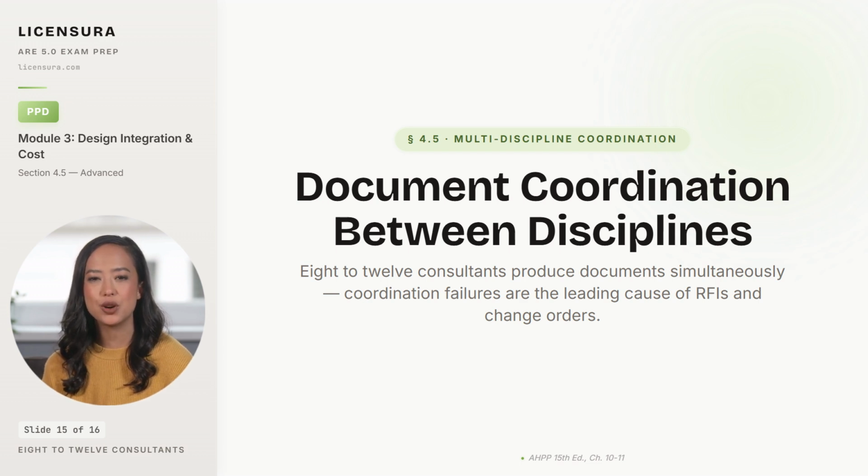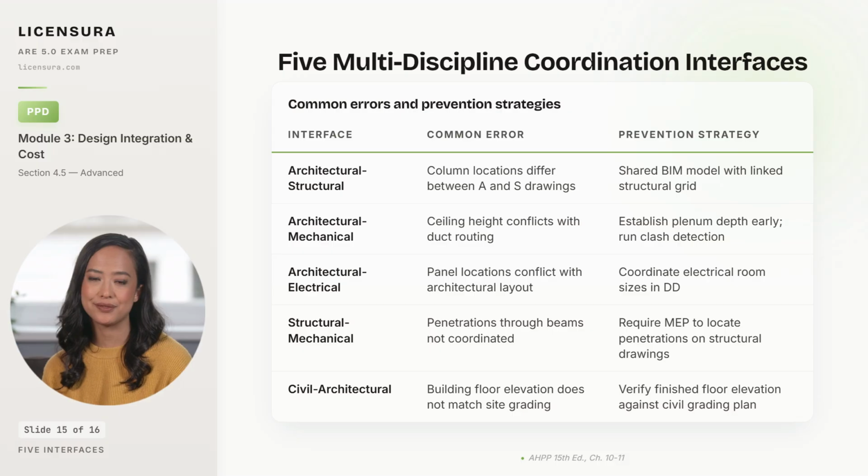5 interface categories produce most multidiscipline coordination failures, and each one has a documented prevention strategy. Architectural structural coordination breaks down when column locations differ between A and S drawings. The prevention is a shared BIM model with a linked structural grid, so both disciplines reference the same coordinates.